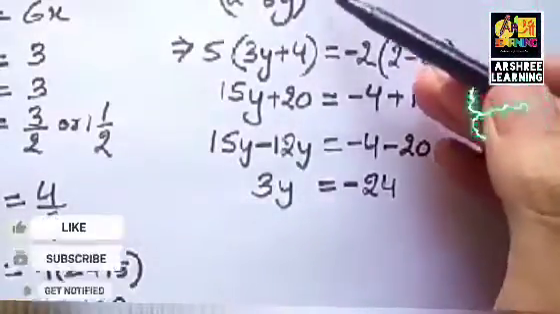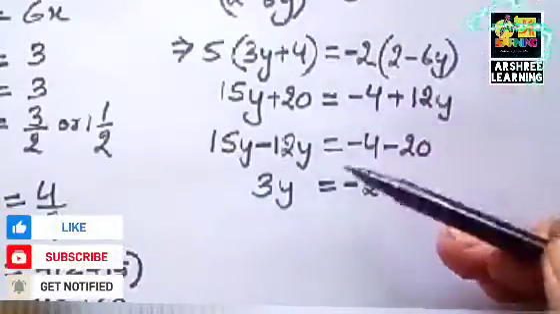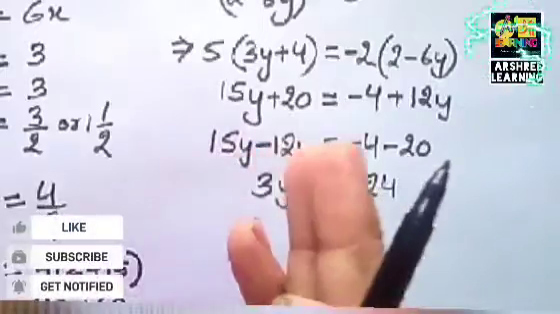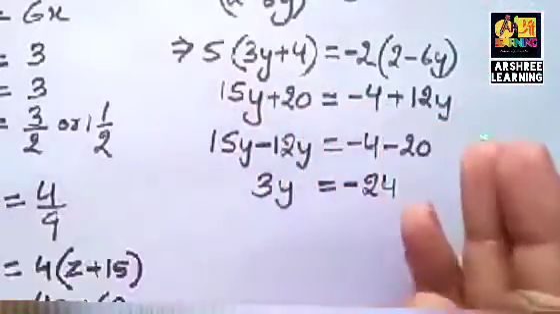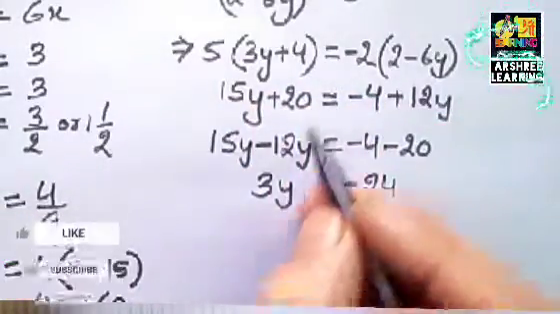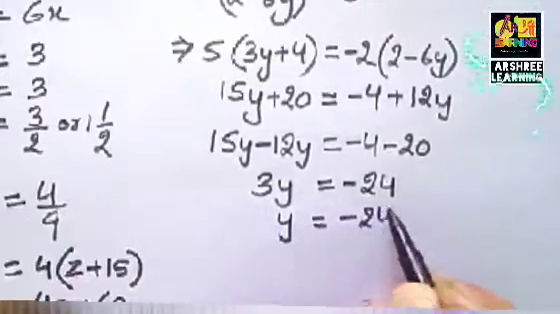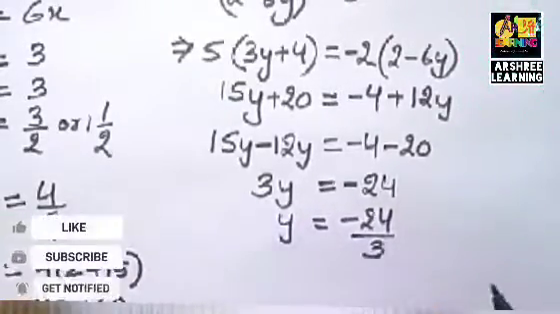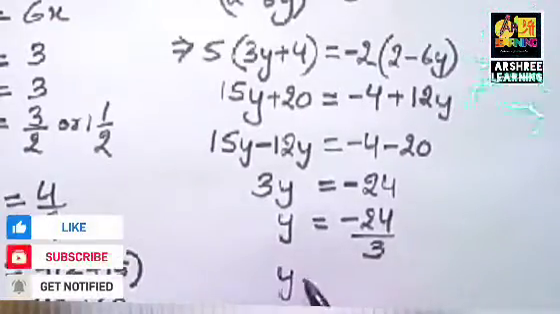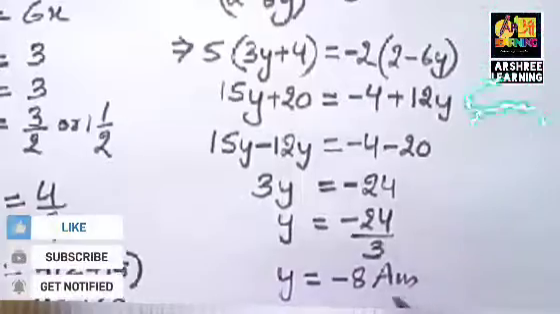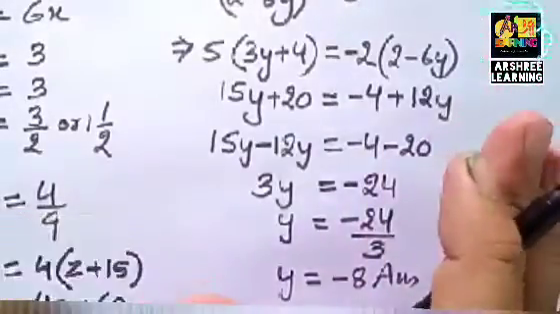So again try to keep is equal to in one line so that it is easy to differentiate by the examiner that which terms you are bringing on which side. After that it is easy. y is equal to minus 24 divided by 3. So answer is y is equal to minus 8. This is your answer. I hope it is clear.